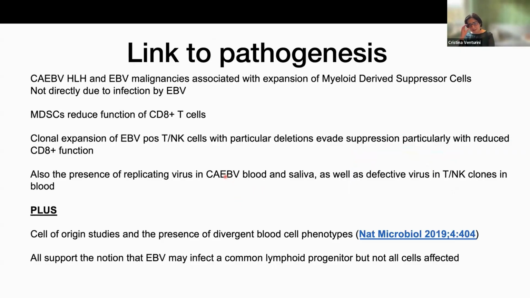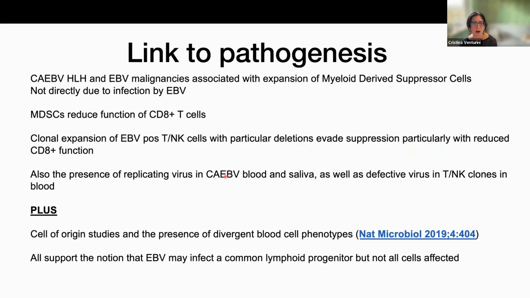So the question, of course, is how this links to the pathogenesis. For now, our data and the data from the Japanese group fit well with the biology. Chronic active EBV, HLH, and other EBV malignancies are associated with expansion of myeloid-derived suppressor cells that are not due directly to the infection by EBV. These cells reduce the function of CD8 plus T cells.